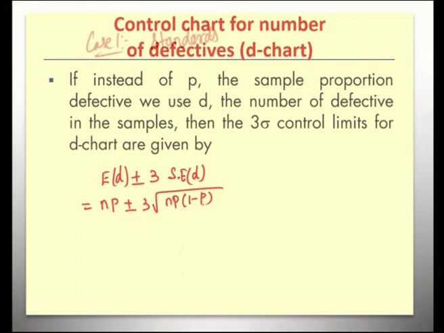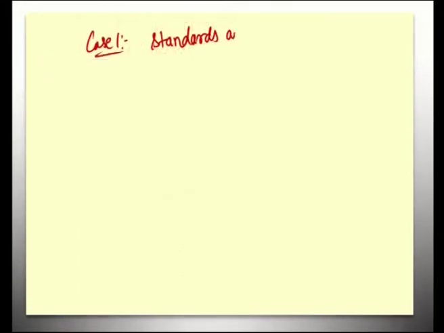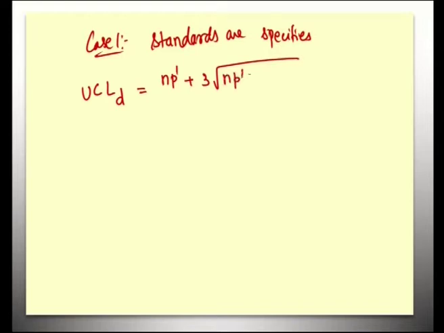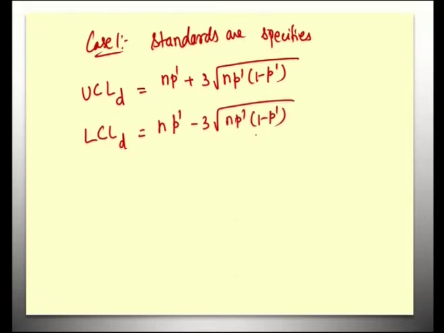Okay, so in case 1, when standards are specified, in the sense when population values are known, we have UCL of D equal to N P dash plus 3 times root of N P dash into 1 minus P dash, and LCL of D equal to N P dash minus 3 times root of N P dash into 1 minus P dash.